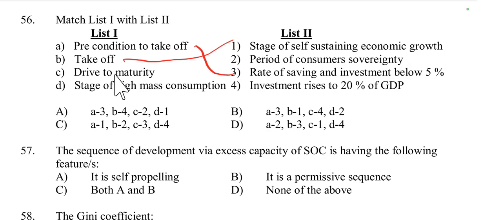Then drive to maturity, its investment rises. So investment rises to 20% of GDP, drive to maturity. Third, then fourth stage, a stage of high mass consumption, it is the period of consumer sovereignty. So A3, B1, C4, D2, option B.